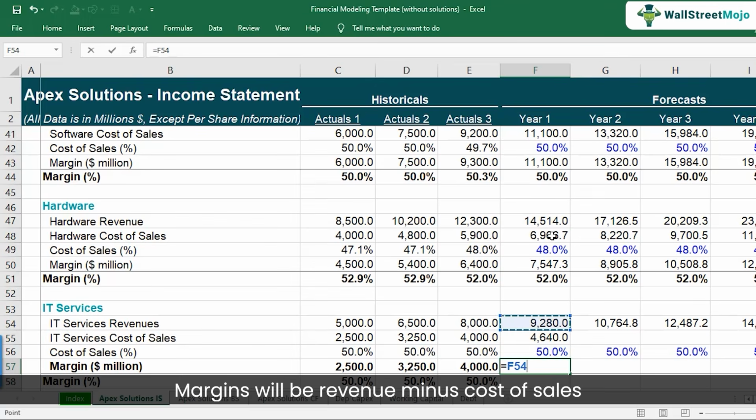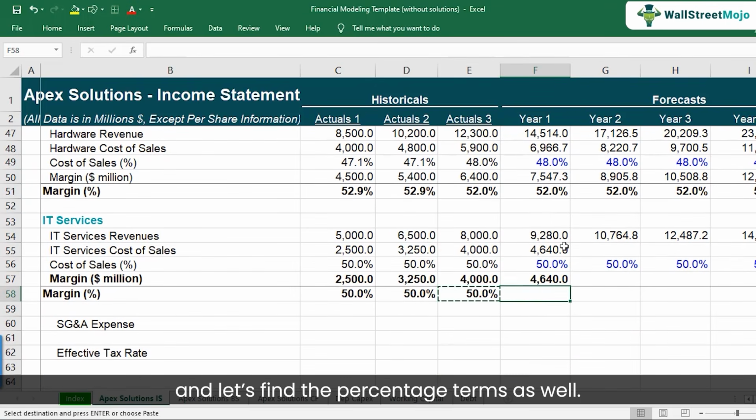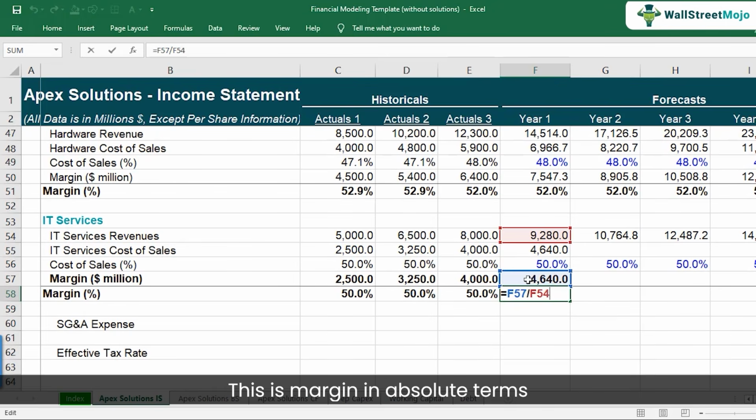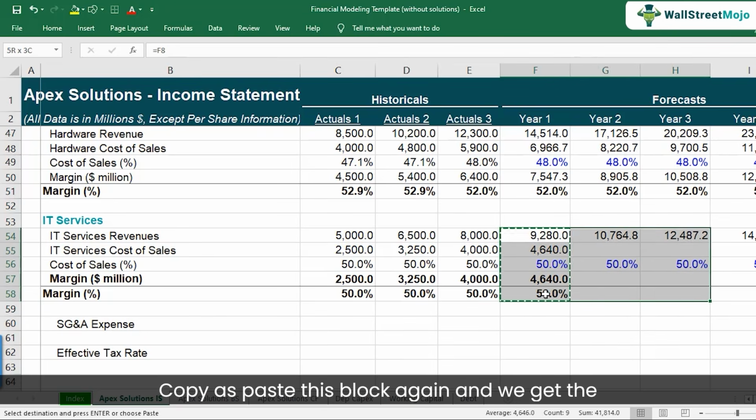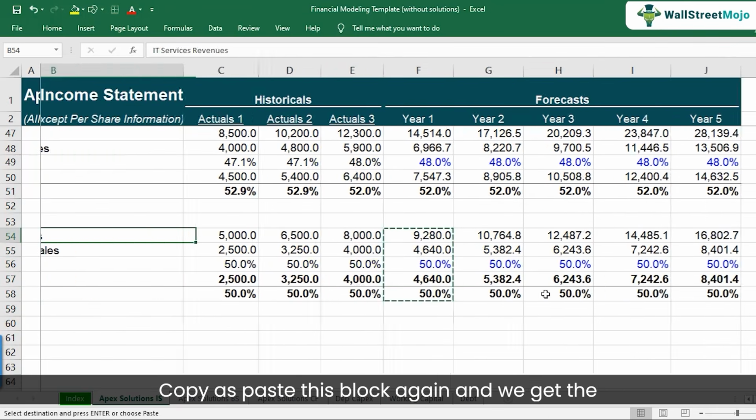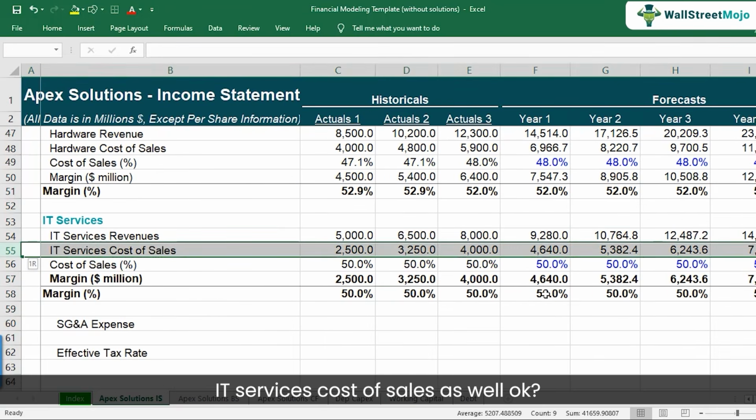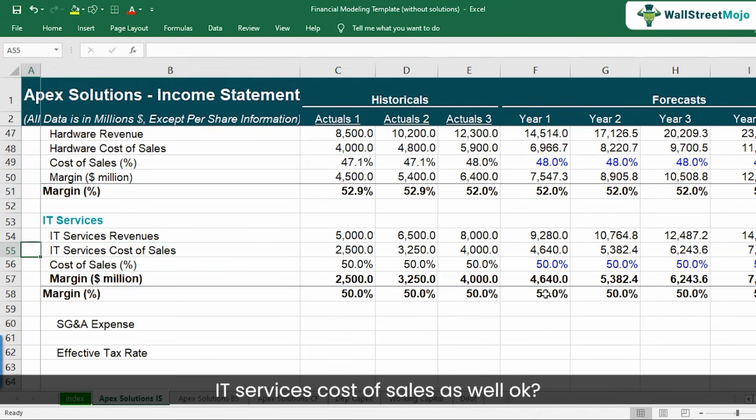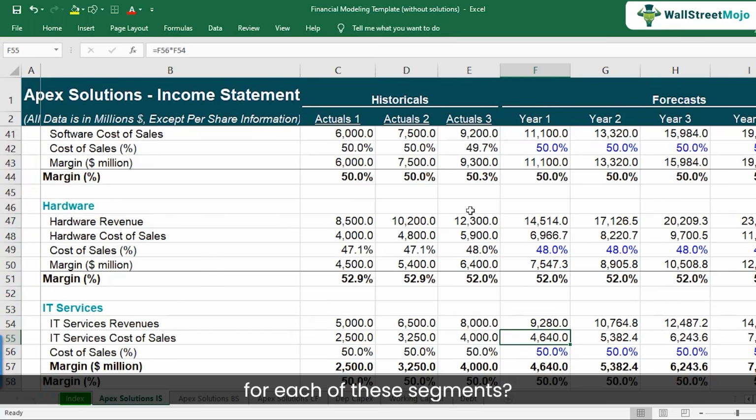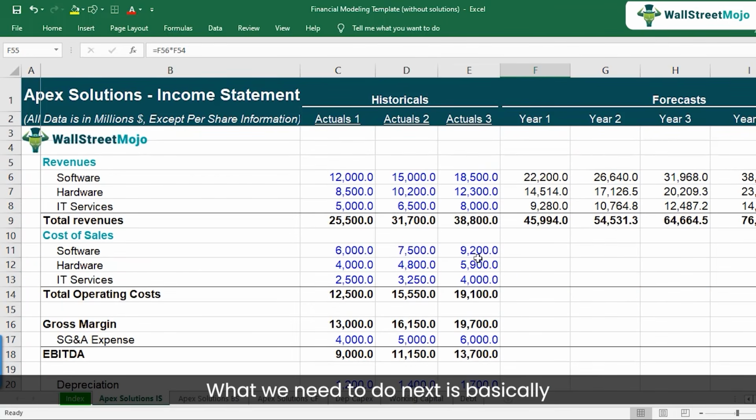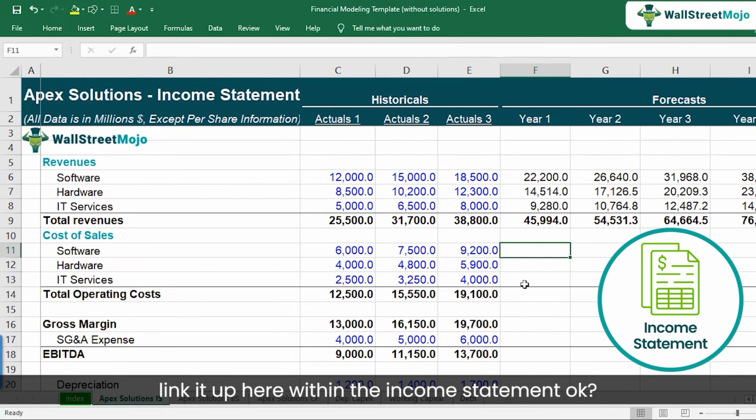Margins will be revenue minus cost of sales, and let's find the percentage terms as well. This is margin in absolute terms divided by the total revenue. So this comes out to be 50%. Copy and paste this block again, and we get the IT services cost of sales as well. Okay, so what's the next step? Now that we have the cost of sales for each of these segments, what we need to do next is basically link it up here within the income statement.